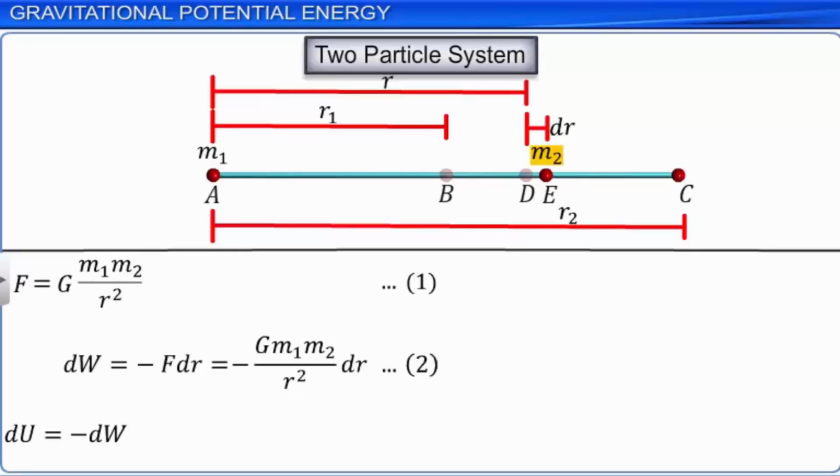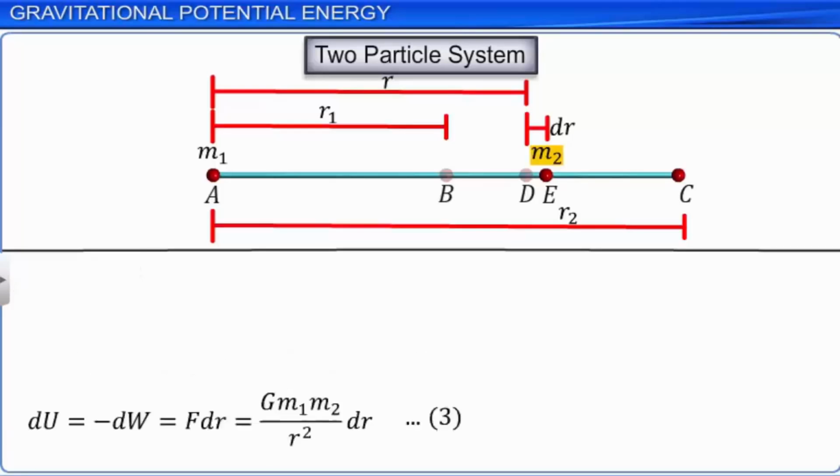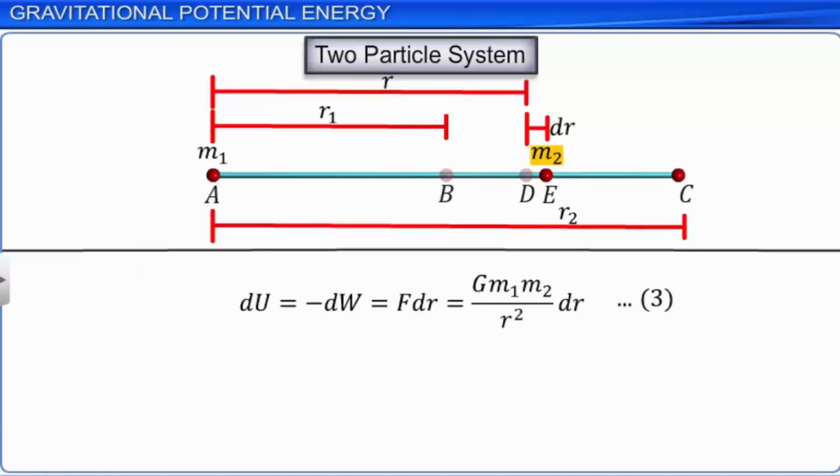The change in gravitational potential energy of the two-particle system as the second particle moves from B to C, which is a function of the distance r, is denoted by U(r2) minus U(r1), and is equal to the integral of dU within the limits r1 to r2. This is equal to the integral of G m1 m2 by r square dr within the limits r1 to r2. Let this be equation 4.